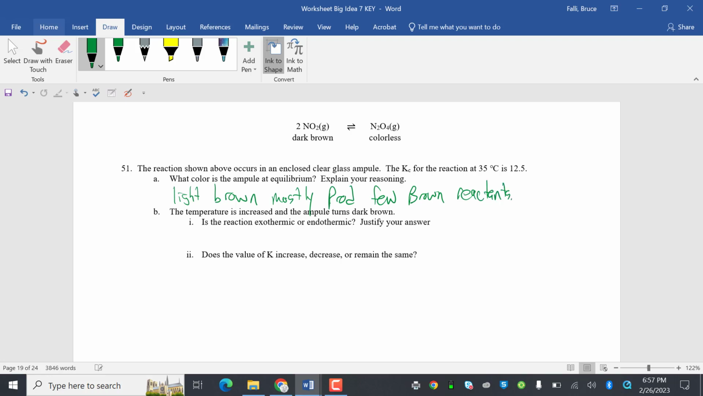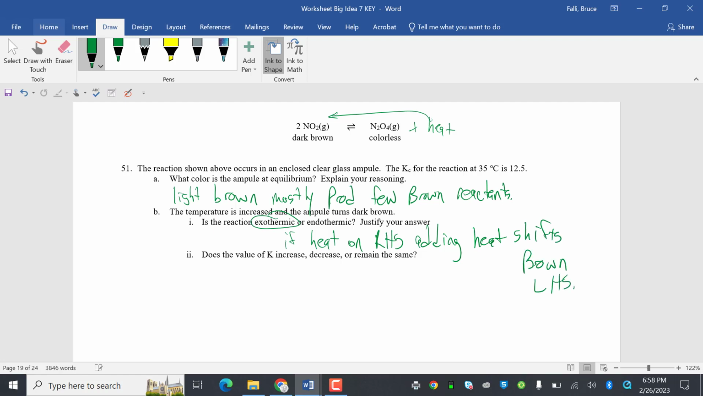The temperature is increased and the ampule turns dark brown. Is the reaction exothermic or endothermic? So if it was exothermic, and if I increase the temperature, it would shift to the left. Hey, that would work, right? It's exothermic because if heat is on the right, adding heat shifts to the brown left-hand side. I almost forgot my F.